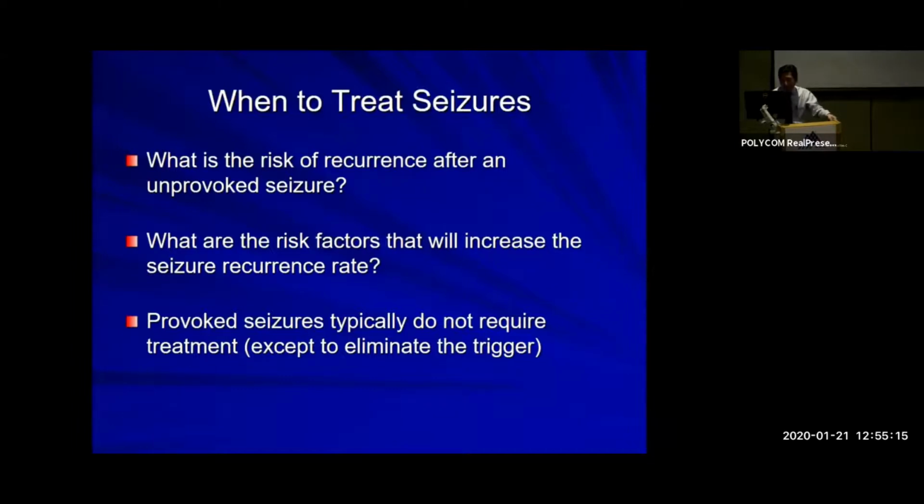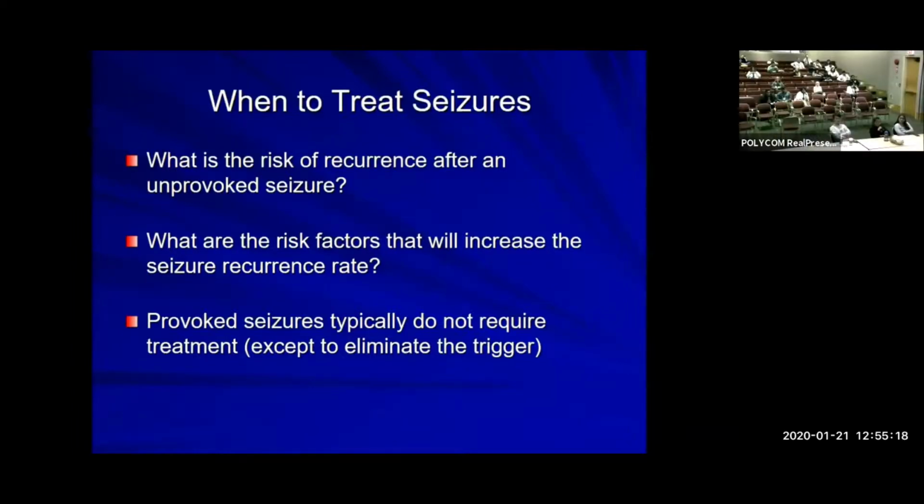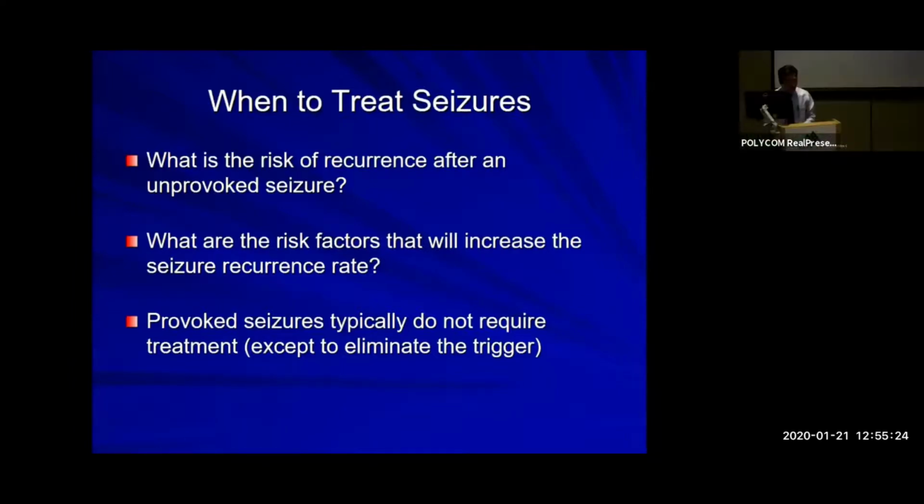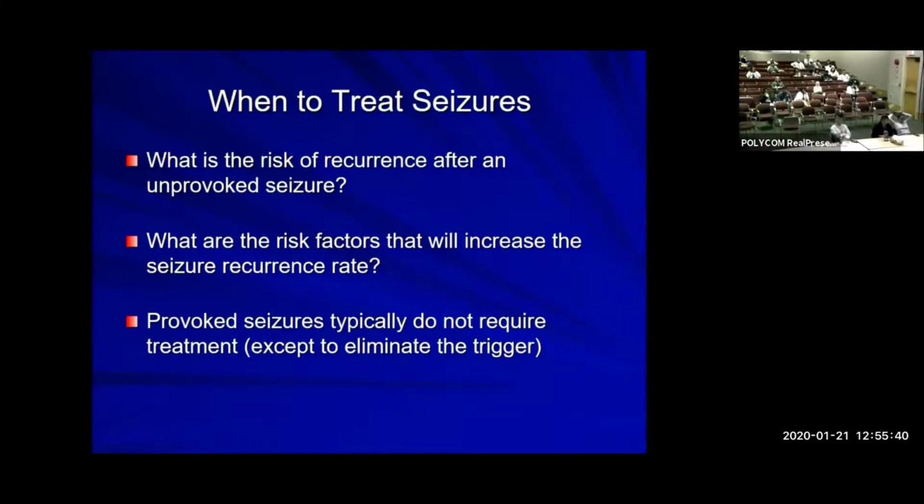Are there risk factors that will increase the recurrence rate of that seizure? And then provoked seizures typically do not require treatment, except to eliminate the trigger. Okay? So somebody's a cocaine abuser having seizures, stop doing cocaine. You don't need seizure medicine. I mean, there can be exceptions. In alcoholics, there's always a question: they're not going to stop drinking, so what do you do then? Treat them, that's fine, but odds are they're not going to be compliant anyway, so it's a moot issue.